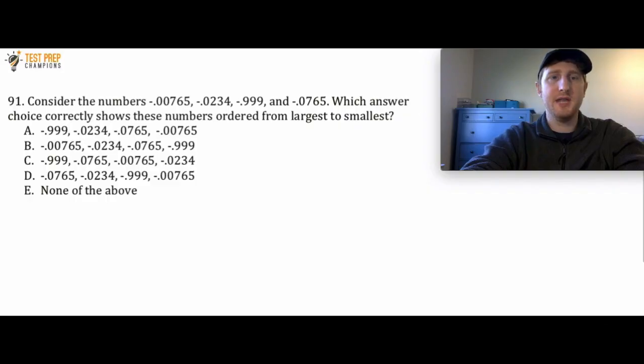Consider the numbers negative 0.00765, negative 0.0234, negative 0.999, and negative 0.0765. Which answer choice correctly shows these numbers ordered from largest to smallest?